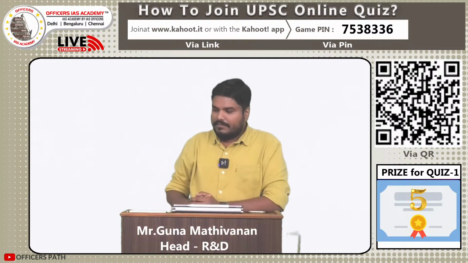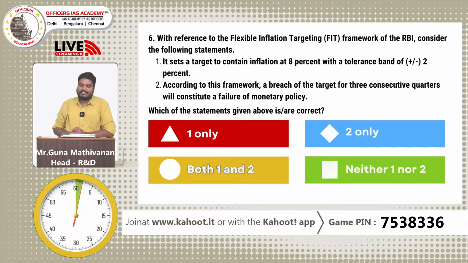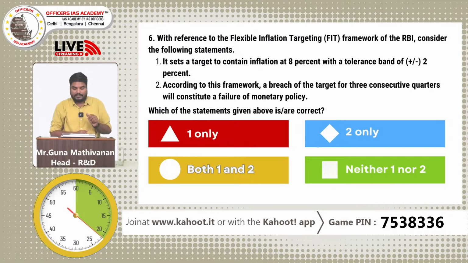So in 3 seconds, yes. With reference to the flexible inflation targeting framework of RBI, consider the following statements. 1. It sets a target to contain inflation at 8% with a tolerance band of plus or minus 2%. 2. According to this framework, a breach of the target for 3 consecutive quarters will constitute a failure of monetary policy. Which of the statements given above are correct? 1 only, 2 only, both 1 and 2, neither 1 nor 2.